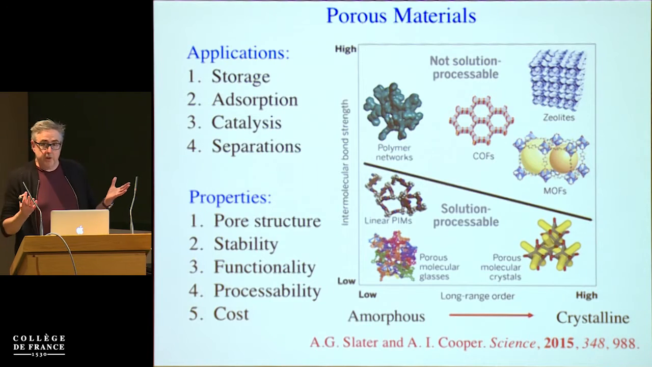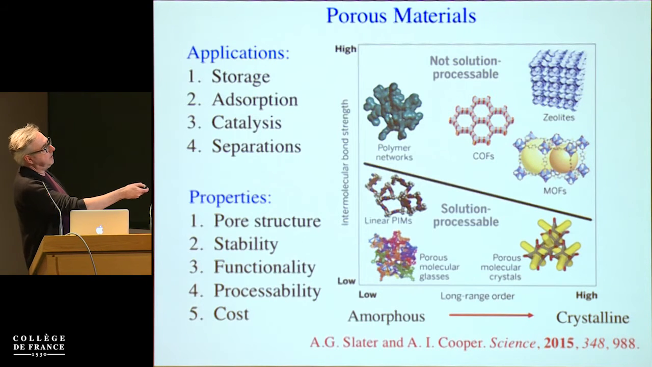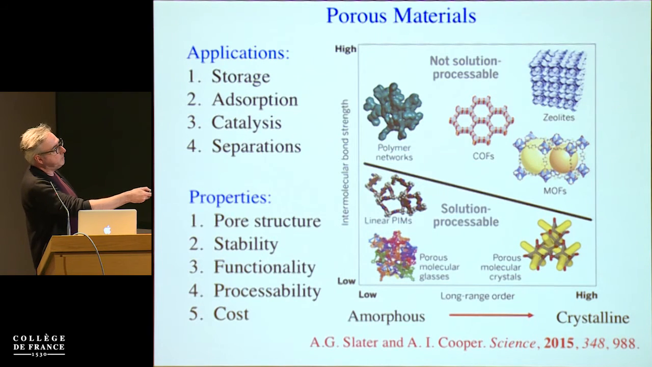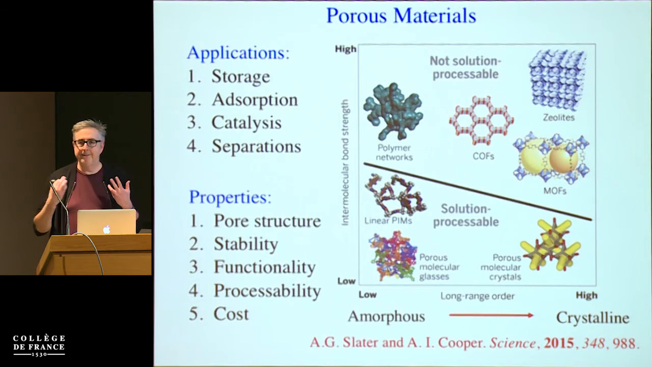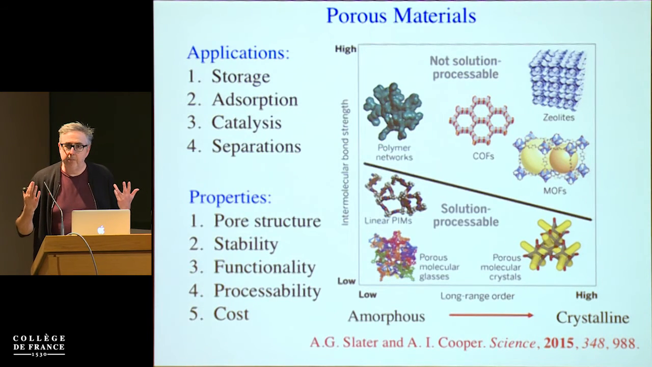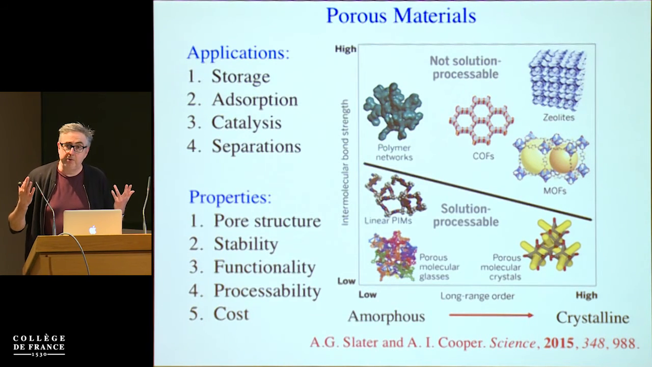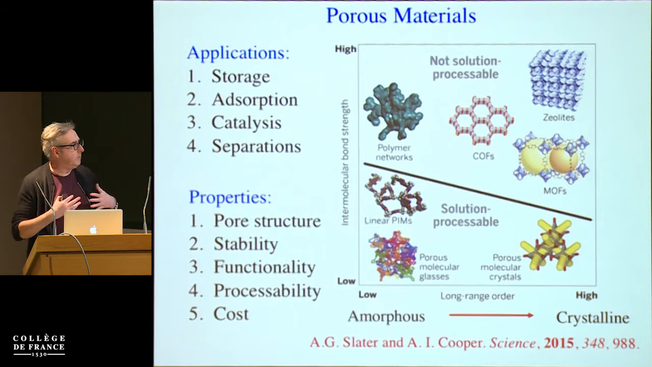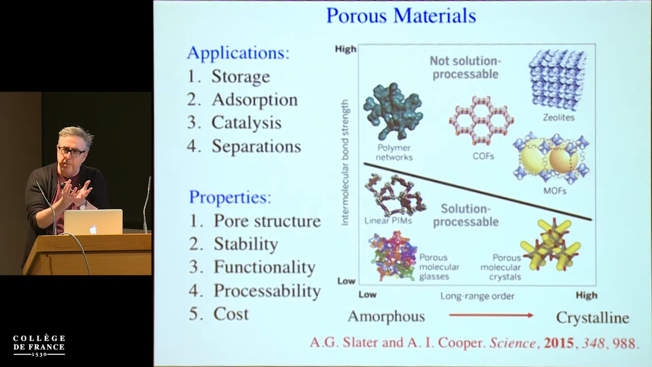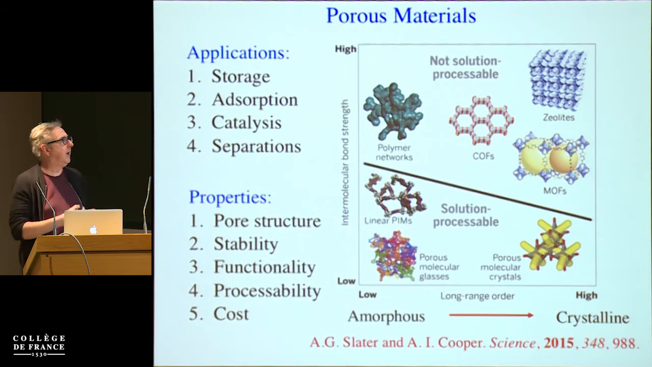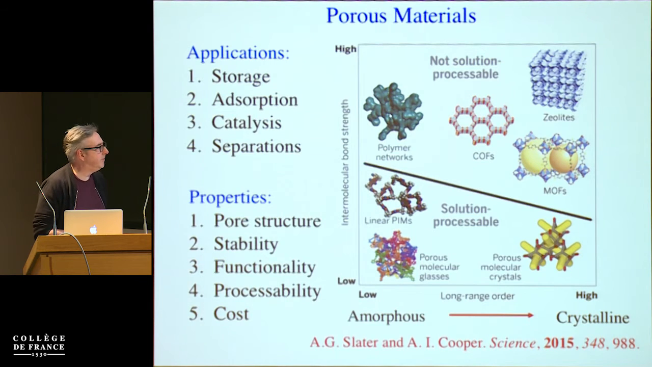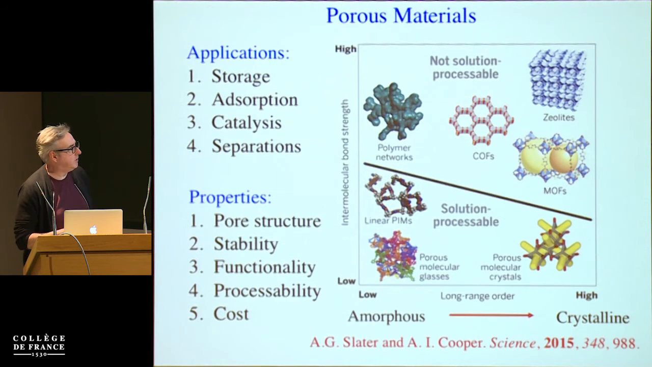So back to this original slide. We have PIMs here, amorphous materials but without a framework, so they're solution processable. And we've also got these lovely crystalline materials, porous molecular crystals. Perhaps the best known example of these are Andy Cooper's cages from Liverpool University, beautiful cages with preformed pores that then crystallize, and you can get some lovely porosity from these materials and very nice separation properties using them.